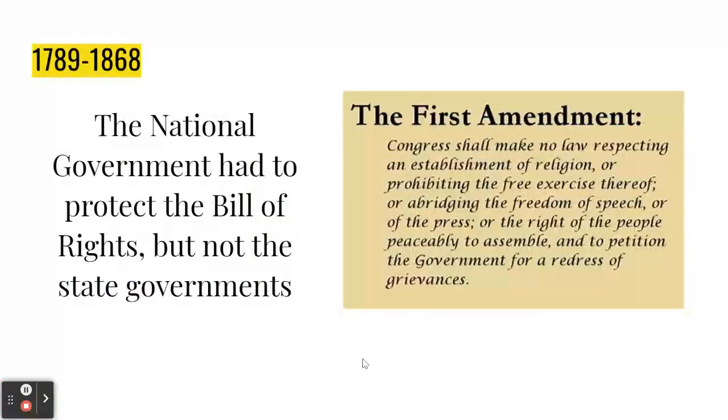Initially, from the beginning of our country, the beginning of the first government in 1789, up through the end of the Civil War, as late as 1868, the answer to the question of who had to give you those civil liberties within the Bill of Rights was just the national government. So the original interpretation of the Supreme Court is that the national government had to give you freedom of speech and the right to own a gun and protections from cruel and unusual punishment and the right to a lawyer, but the state governments didn't have to.